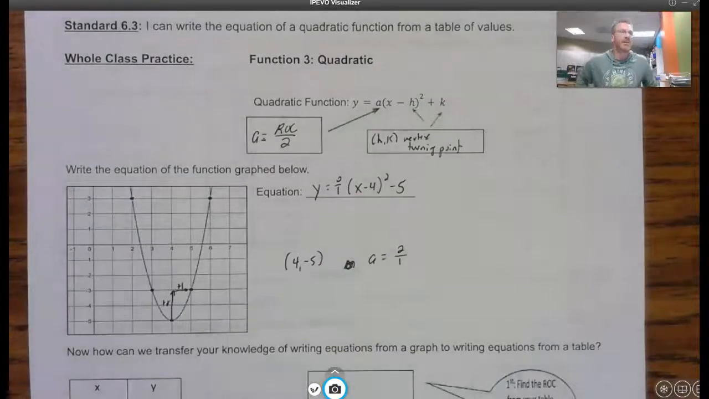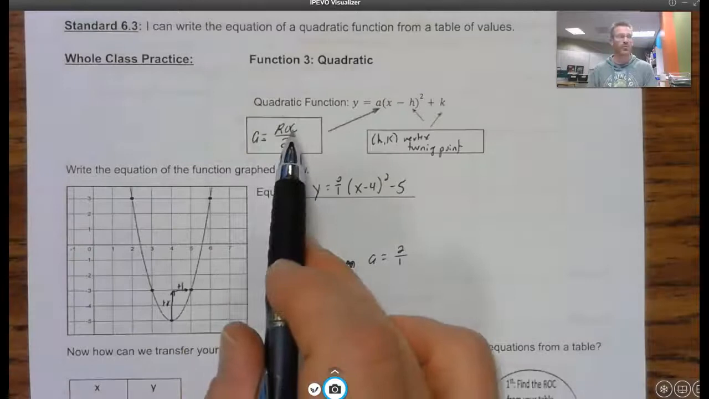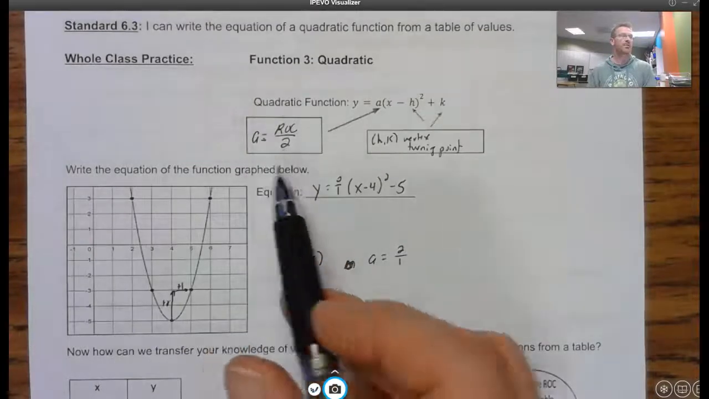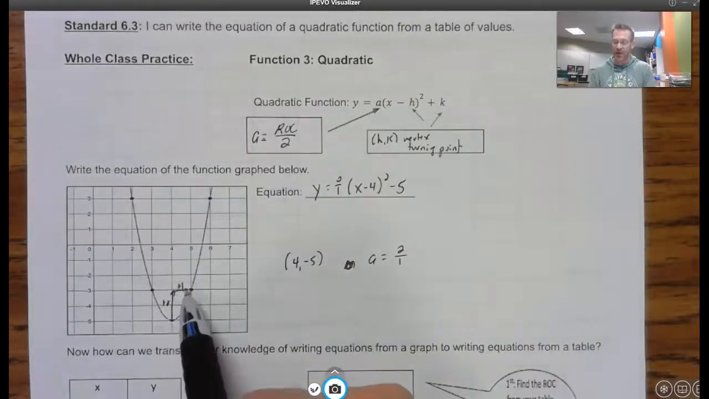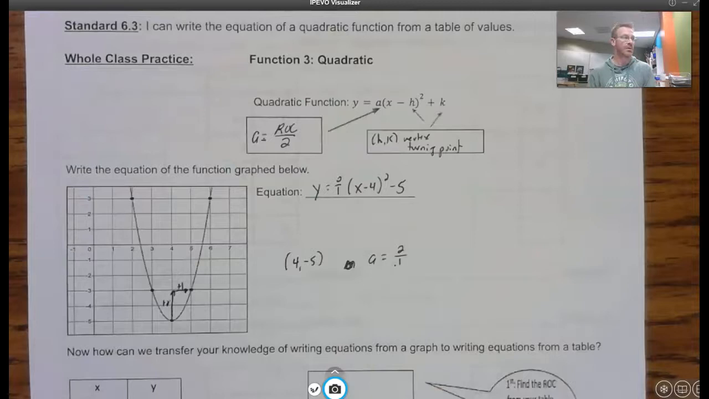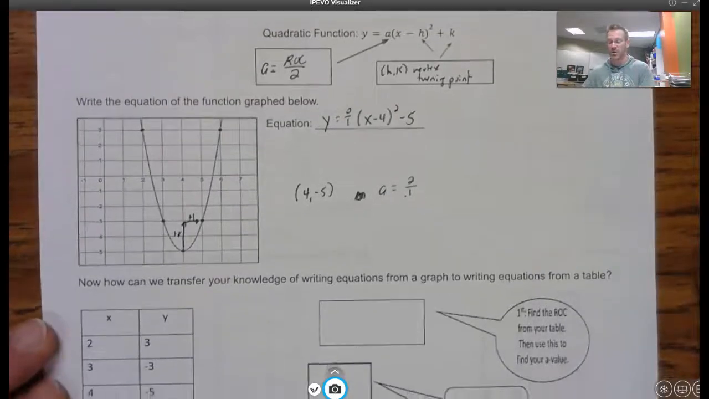Now, we developed that based on some pattern finding. And the other part of that was that a is equal to the rate of change divided by 2. So if I'm looking at it graphically, I can look at my first step in my rate of change, and I know it's got to be the positive 2 because it opens up. But we are not going to necessarily always see that in a table.